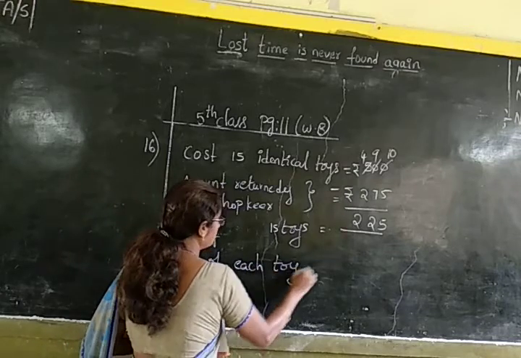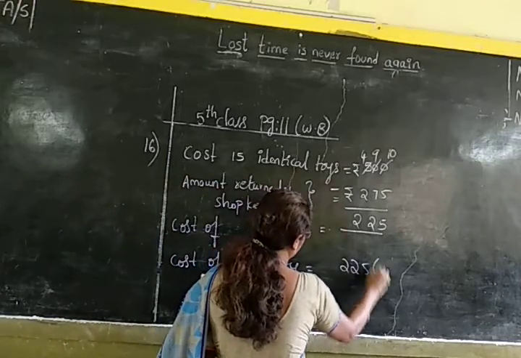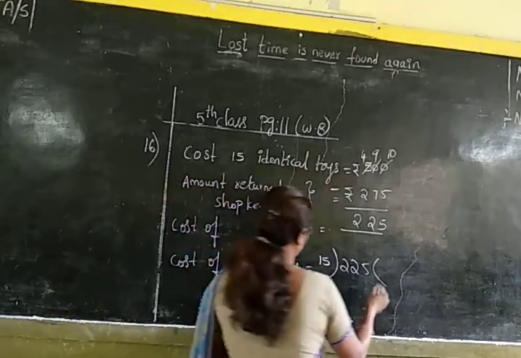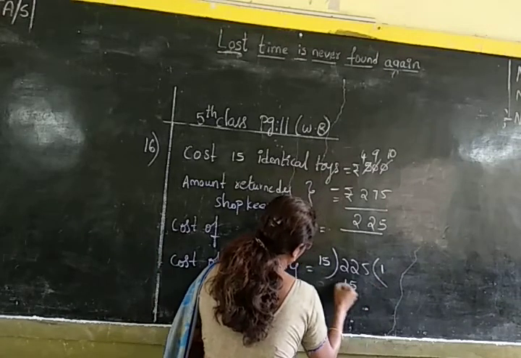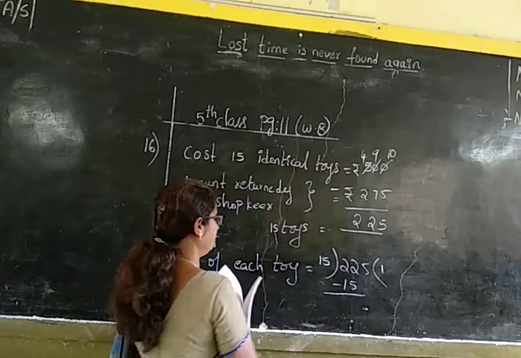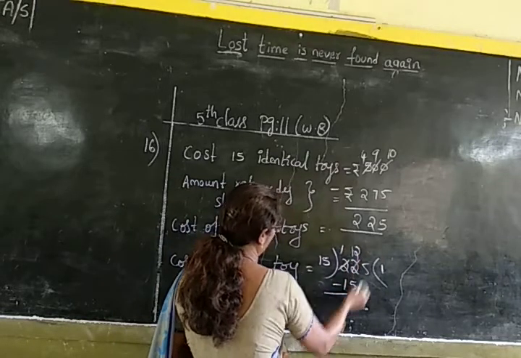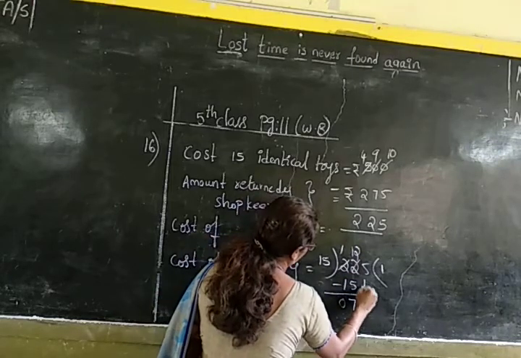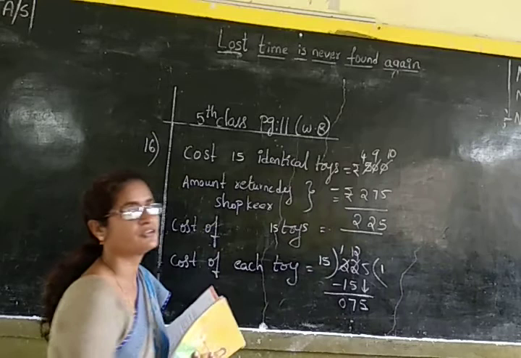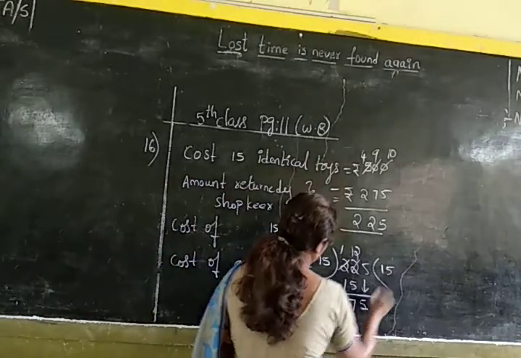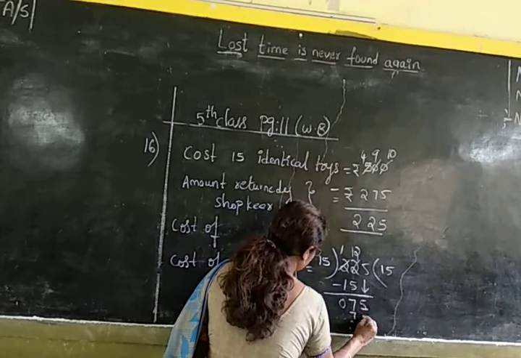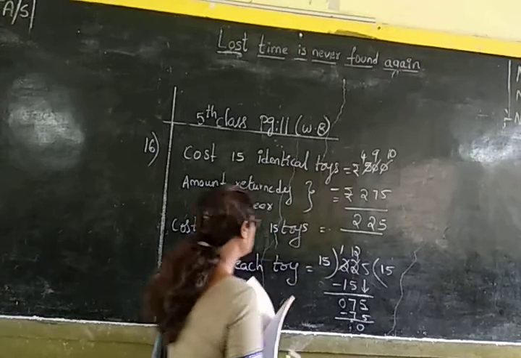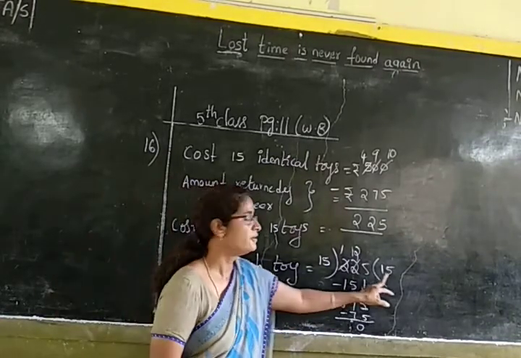For finding the cost of each toy, you have to divide 225 by 15. Now 15 ones are how much? 15. Okay, 22 minus 15 is how much? 7. 1 minus 1 is how much? 0. Bring down 5. Now 15 fives are how much? 15 fives are 75. 75 minus 75 is 0. So the cost of each toy is 15 rupees.